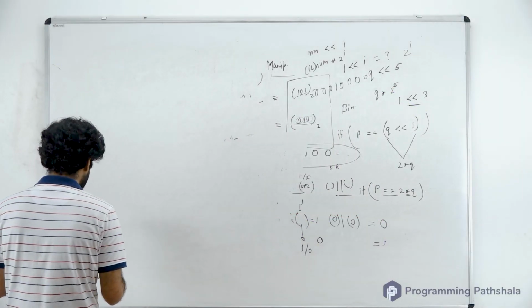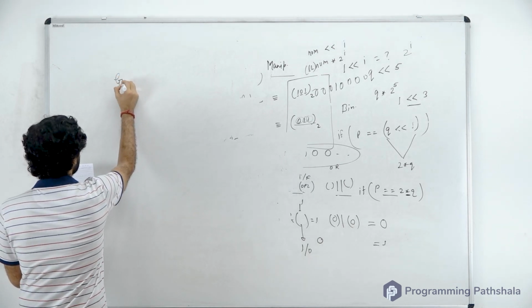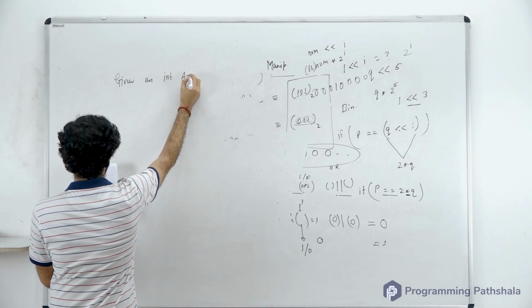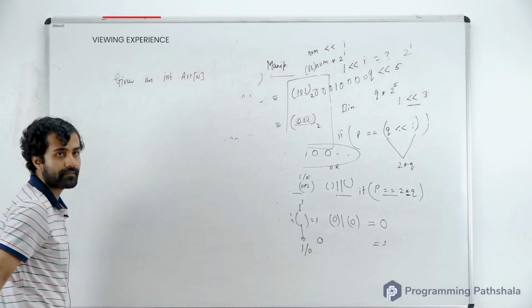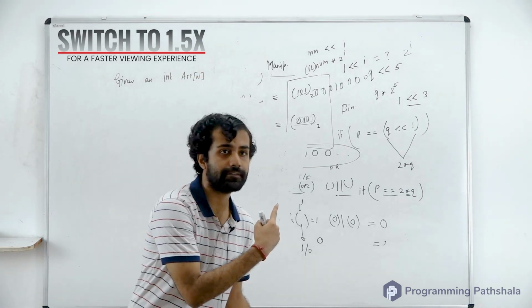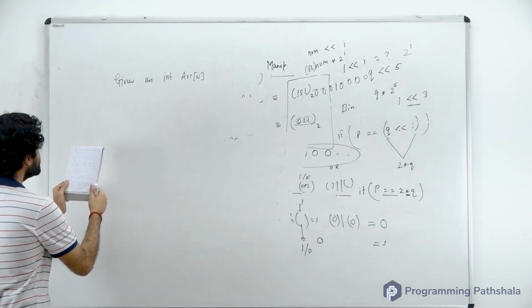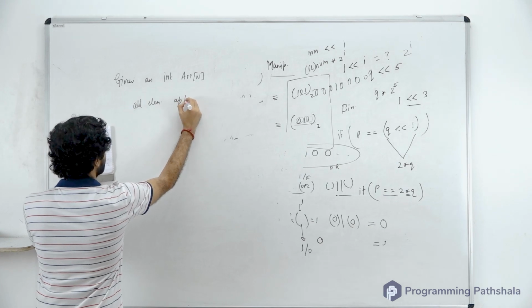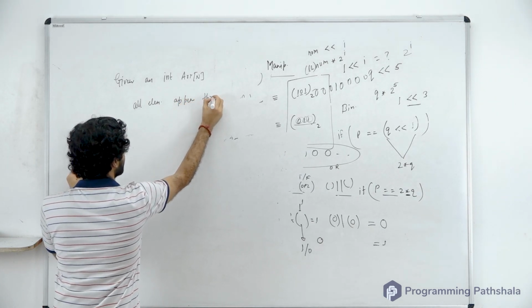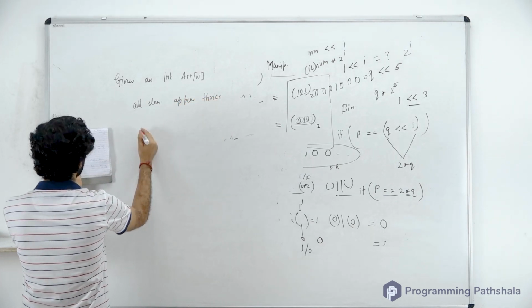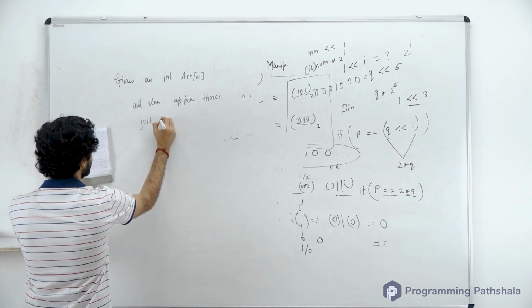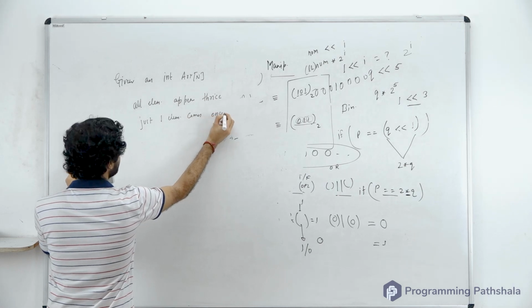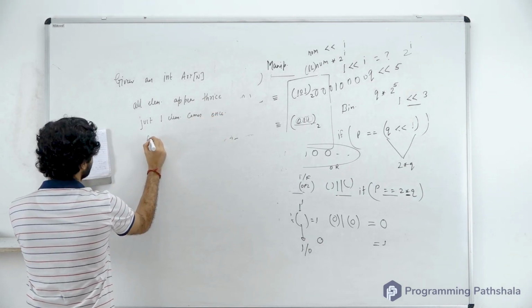Next question is that we have been given an integer array. Okay, now just look at the question carefully. The question says that all elements appear thrice. Thrice means 3 times. Just one element comes once. Find that.